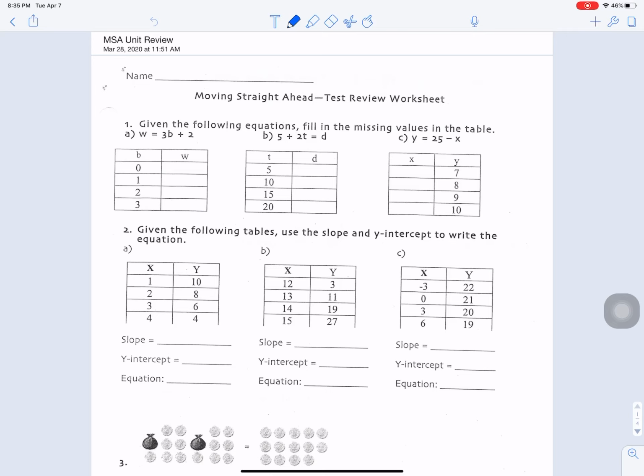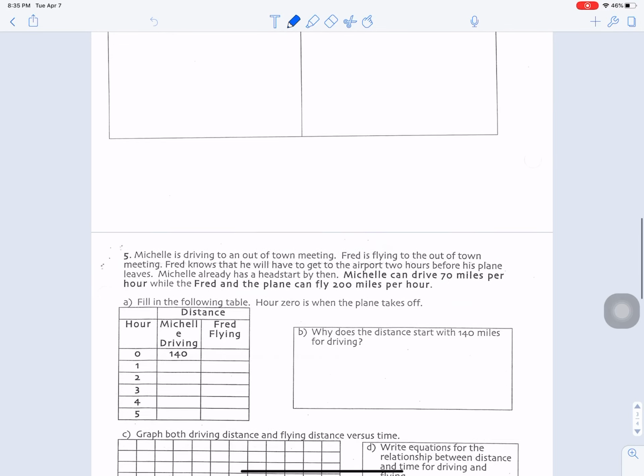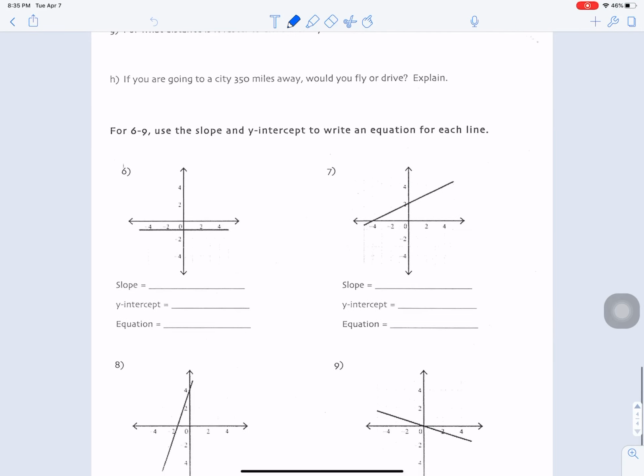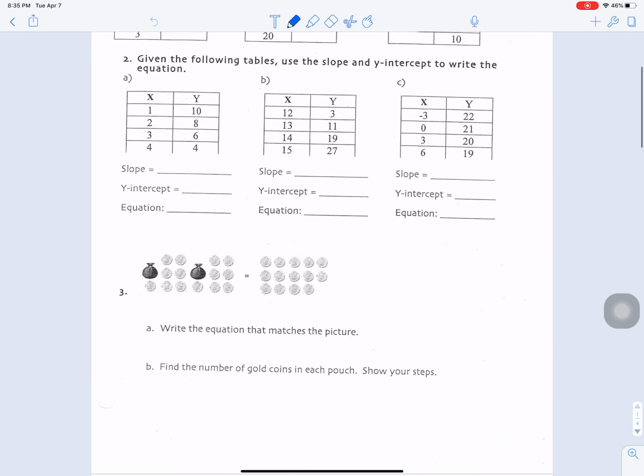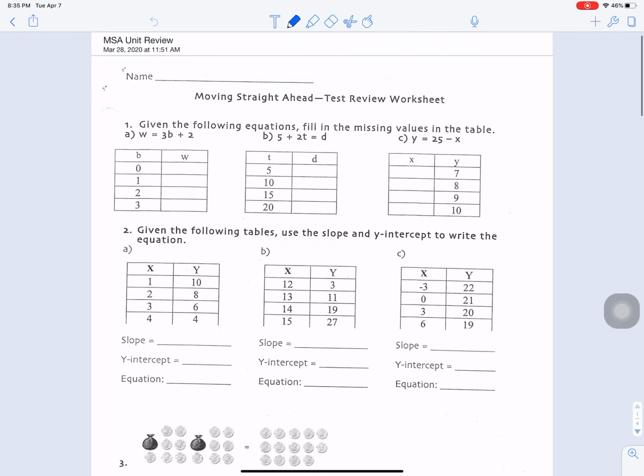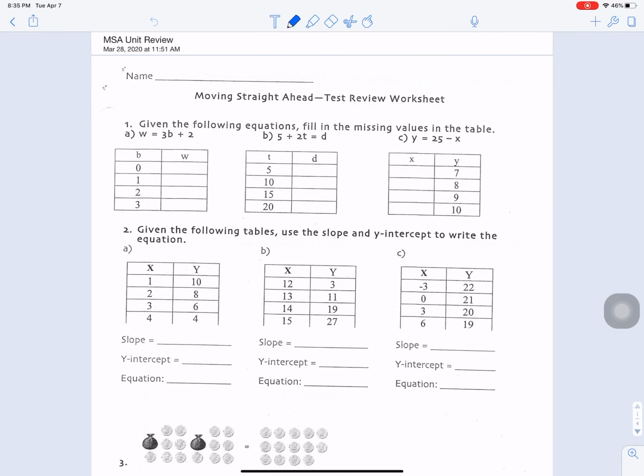Anyway, this unit review has 4 pages. I sent them to you on Seesaw. I think because I had to take some pictures, they might be a little fuzzy. So you could do this on the packet I sent home, or you could do it on Seesaw. Either way.